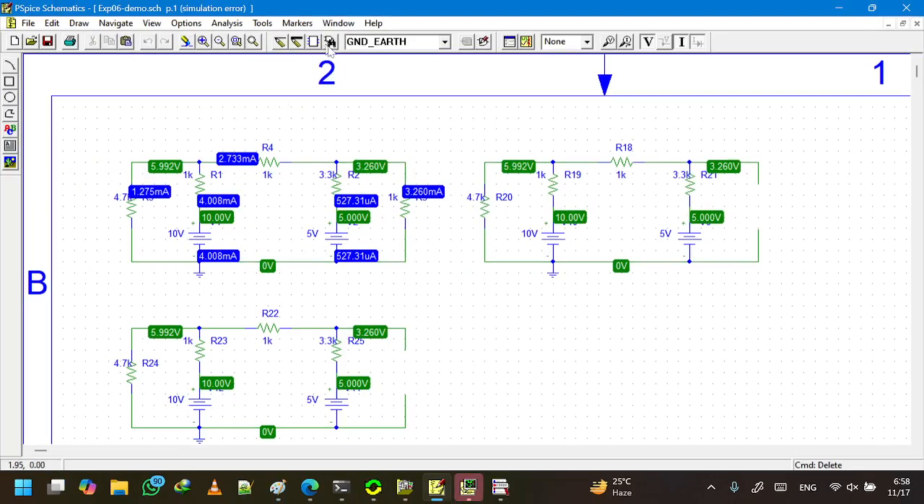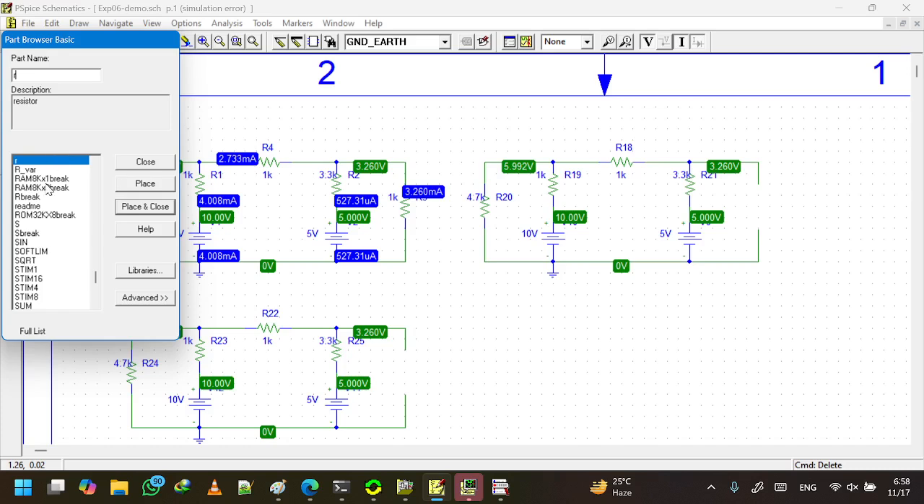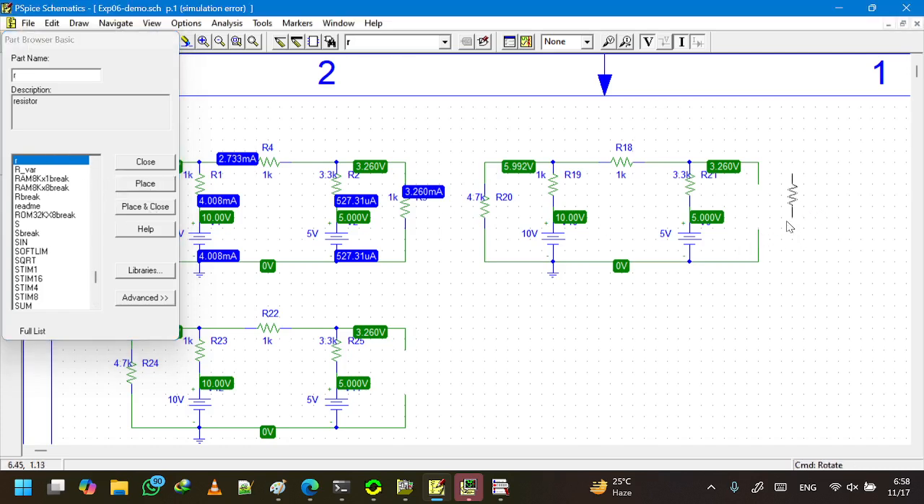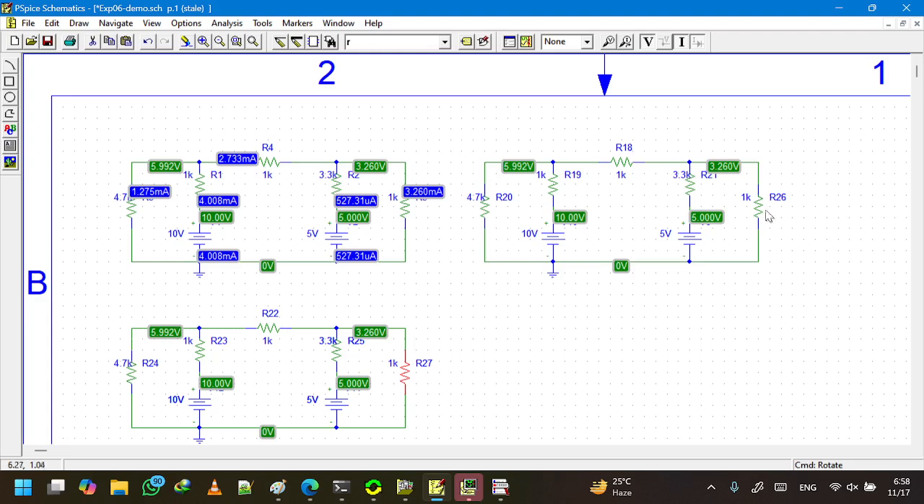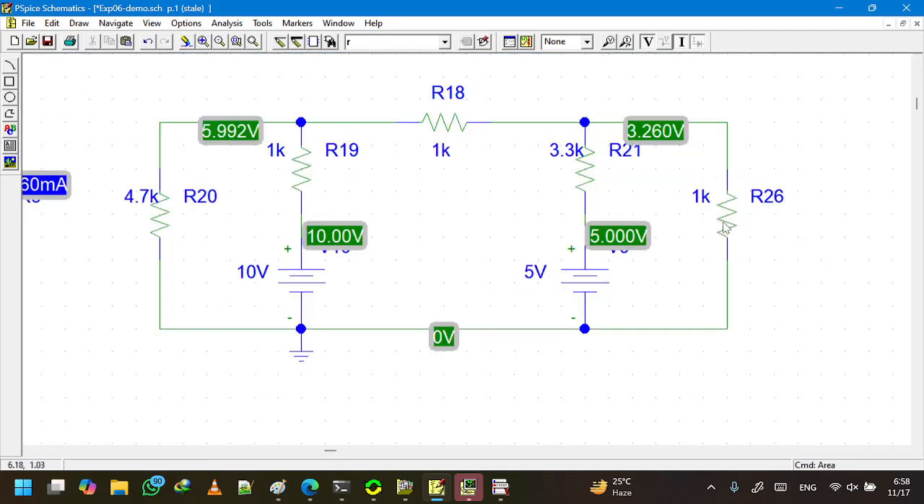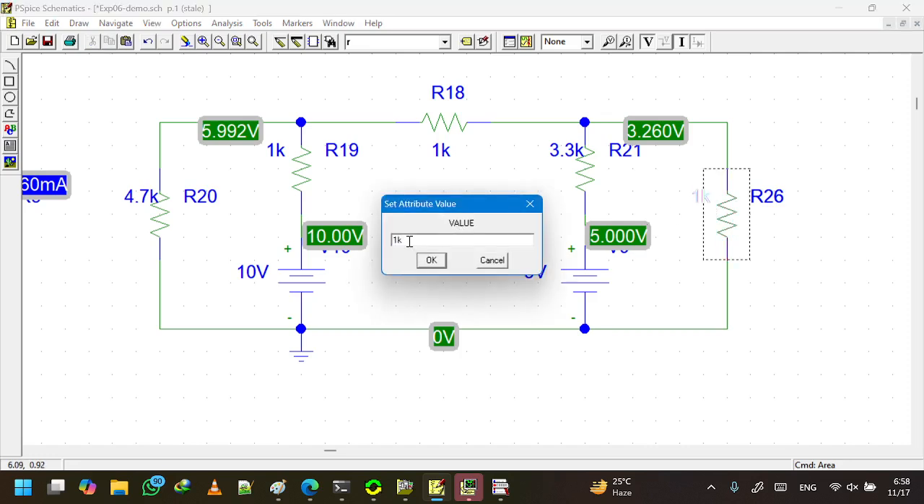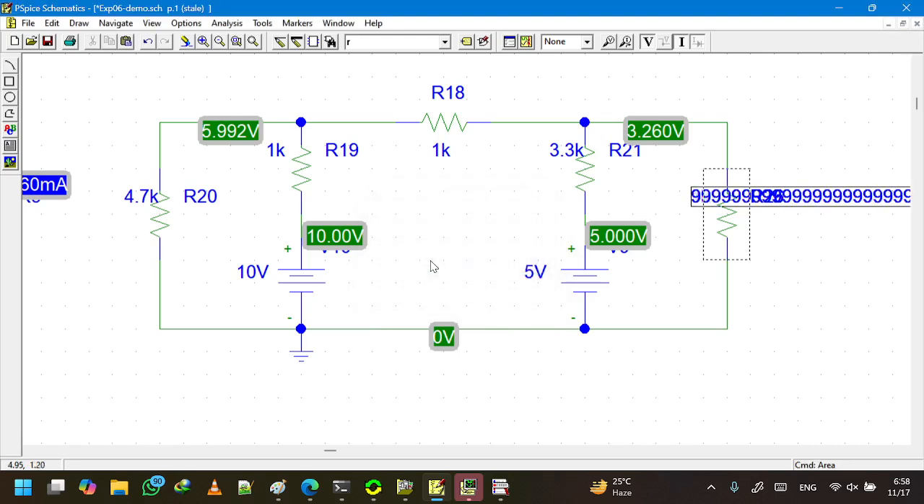So let us bring back the resistors first. Whatever the values of the resistors, we don't really care. What we really care about is that, let's focus on this circuit, we need to create an open circuit over here. For an open circuit, the resistance is infinite, so we can write many nines, 99999, in order to make it infinity.